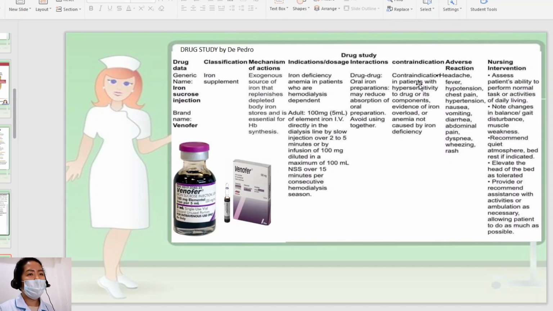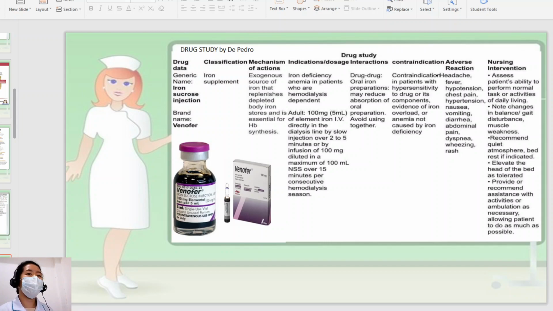Contraindication: it is contraindicated in patients with hypersensitivity to drug or its components, evidence of iron overload, or anemia not caused by iron deficiency. Adverse reactions: headache, fever, hypotension, chest pain, hypertension, nausea, vomiting, diarrhea, abdominal pain, dyspnea, wheezing, and rash.